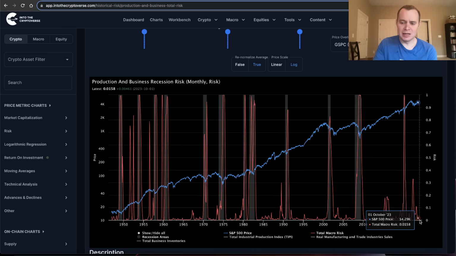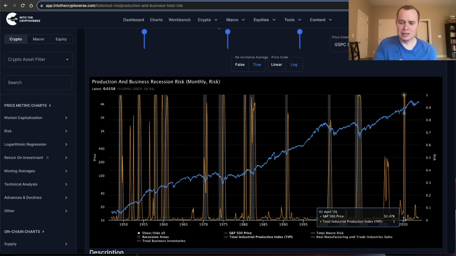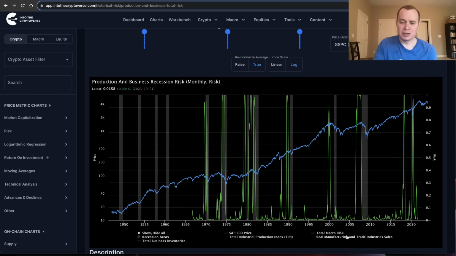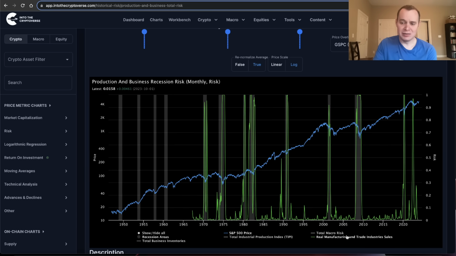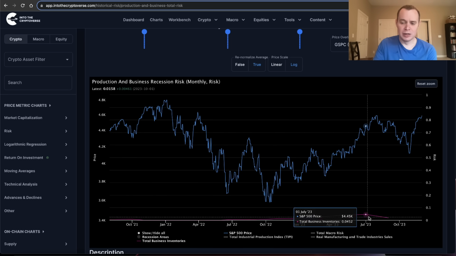Total macro risk here is relatively low. If we look at total industrial production index, it's relatively low. Real manufacturing and trade sales, again, relatively low. And total business inventories, risk is somewhat low.